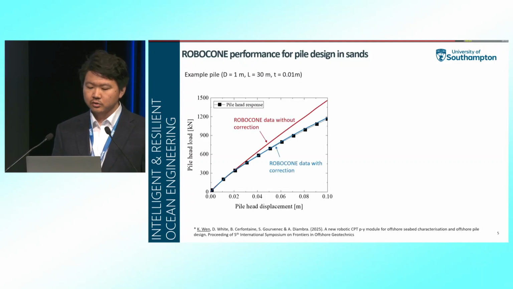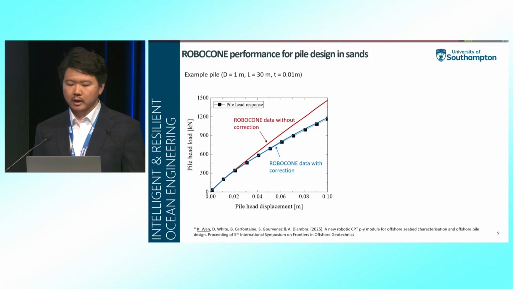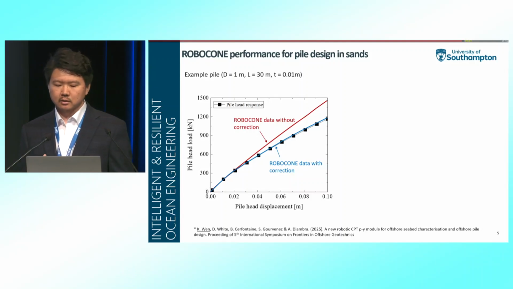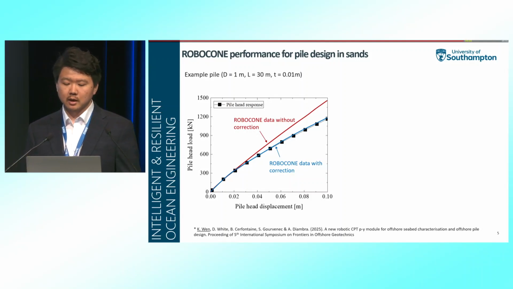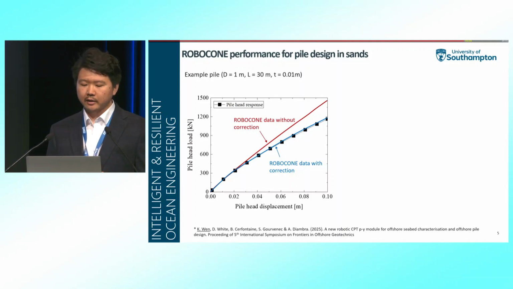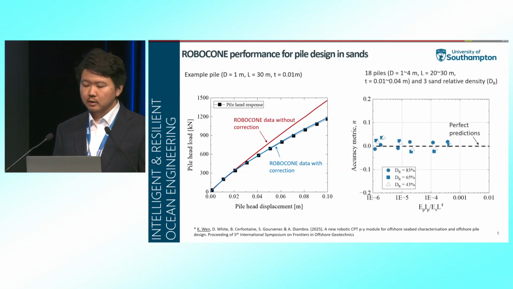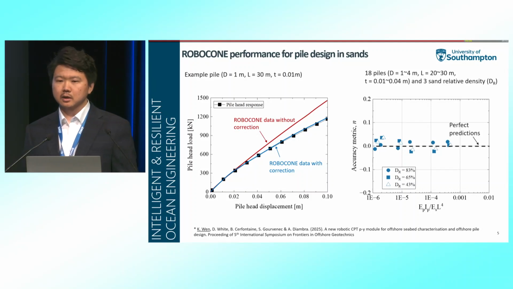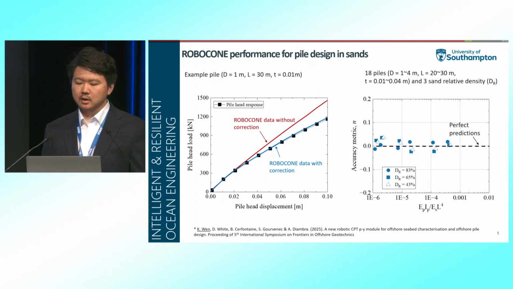If we use the RoboCon raw data without any correction, then obviously the prediction is an overestimate. However, after applying the end effect correction and the scaling rule, we can get a very satisfactory prediction. A similar assessment has been conducted over 18 piles, and as you can see, the accuracy metrics are fairly good.